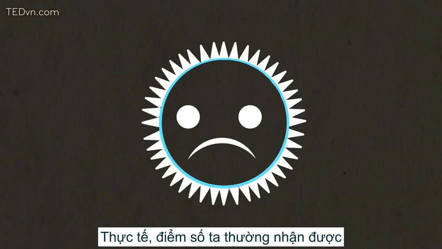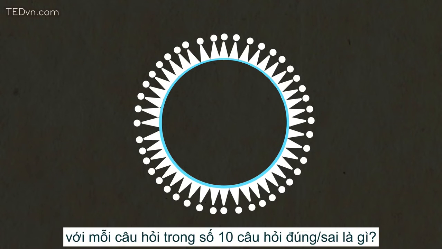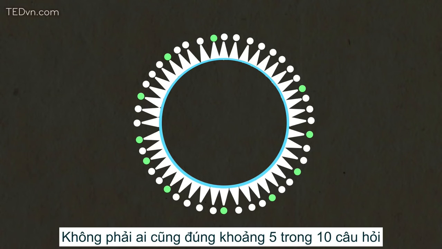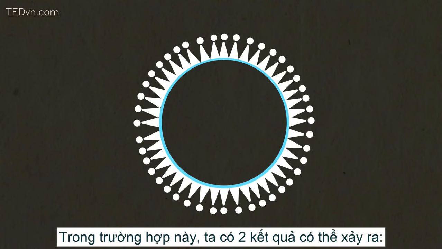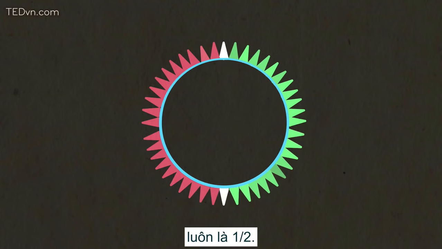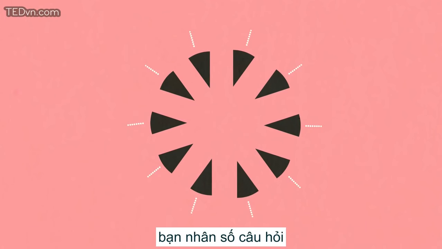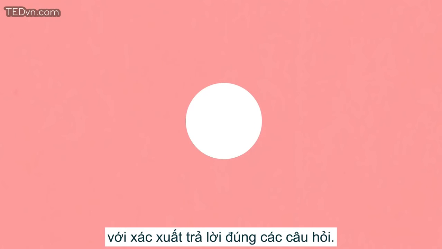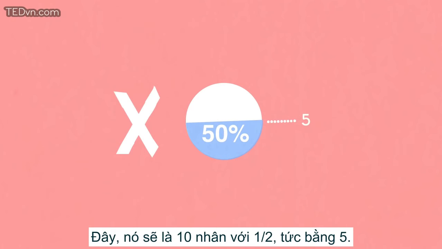In fact, what would be the most common score if you and all your friends were to always randomly guess at every question on a 10-question true-false quiz? Well, not everyone would get exactly 5 out of 10, but the average score in the long run would be 5. In a situation like this, there are 2 possible outcomes. A question is right or wrong, and the probability of being right by guessing is always the same, 1/2. To find the average number you would get right by guessing, you multiply the number of questions by the probability of getting the question right. Here, that is 10 times 1/2, or 5.